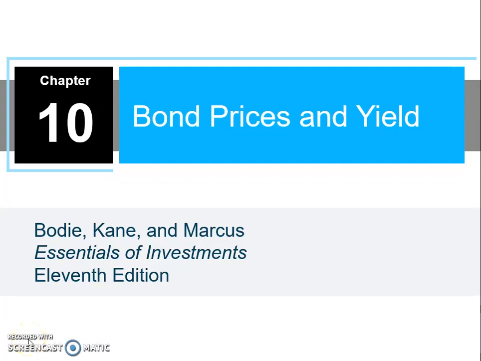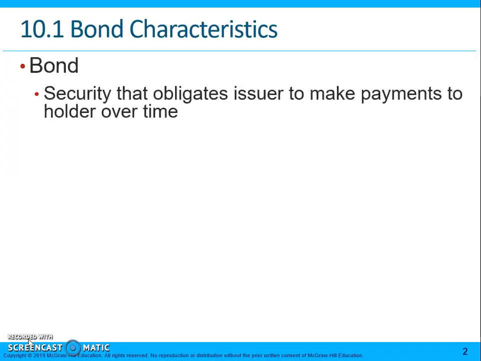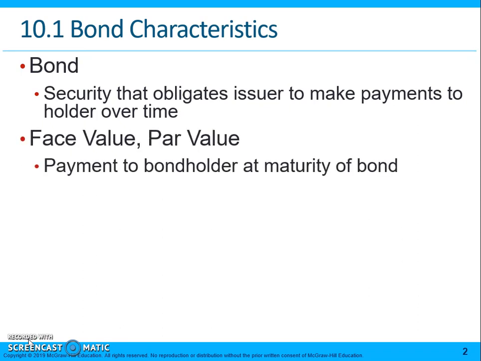Okay, Chapter 10, Bond Prices and Yields. Lots of different kinds of bonds. A bond is a security that obligates an issuer to make payments to the holder or purchaser over time. Those are referred to as coupons. The coupons are calculated using the face value or the par value, also referred to as maturity value. This is the amount that the bondholder receives at maturity.